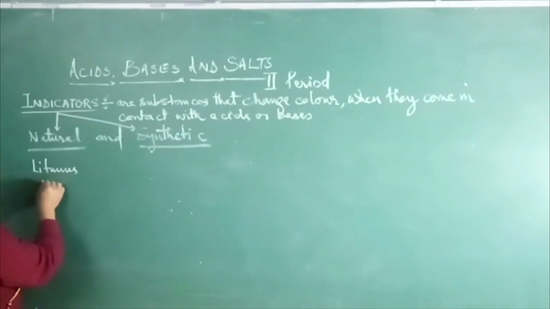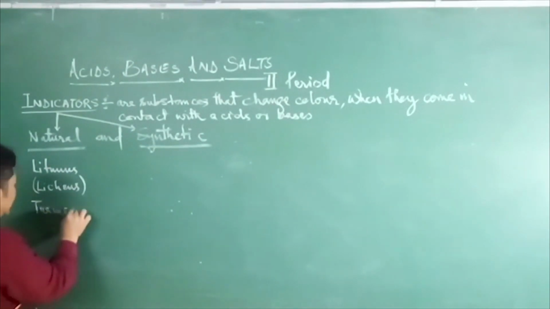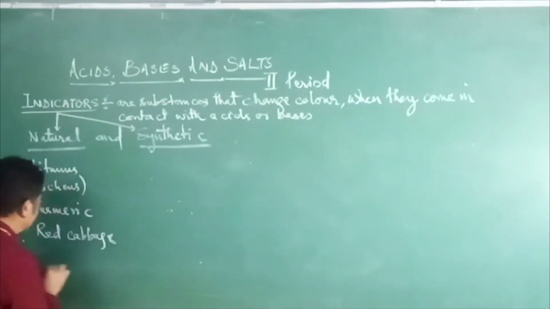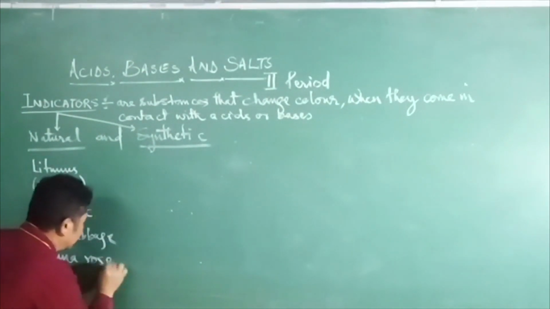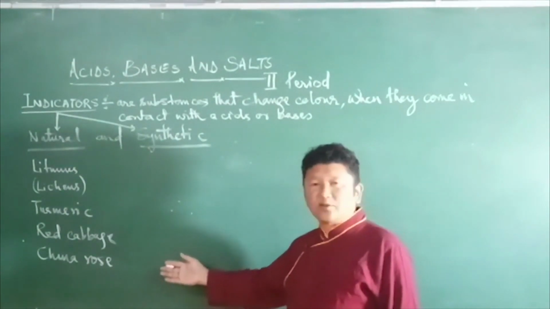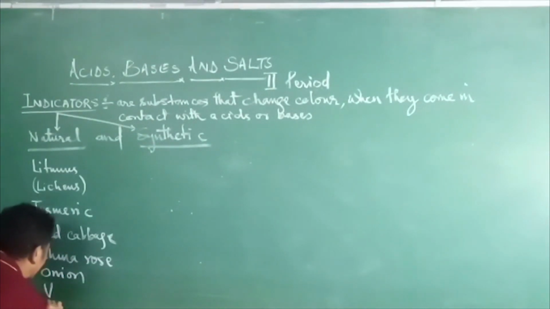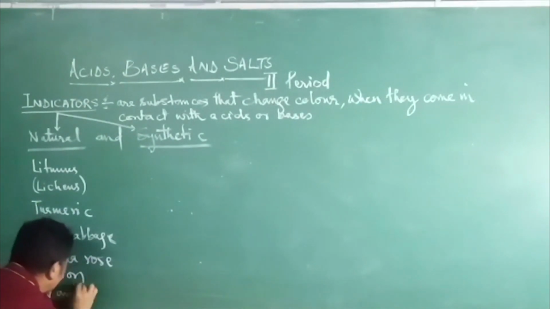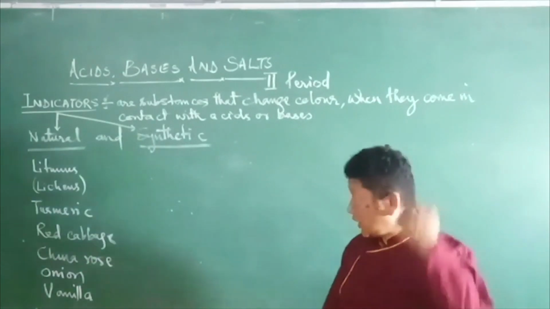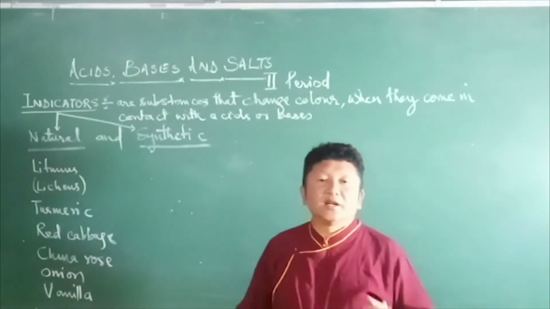Litmus, from lichens. Turmeric. Okay, these are natural indicators. Natural indicators are litmus, turmeric, red cabbage, China rose, onion, vanilla. These are natural indicators.